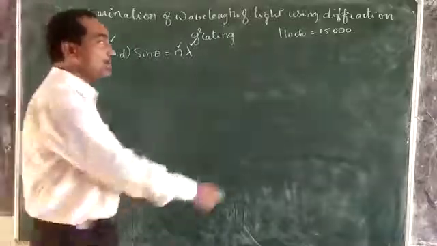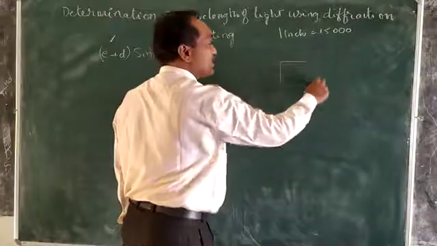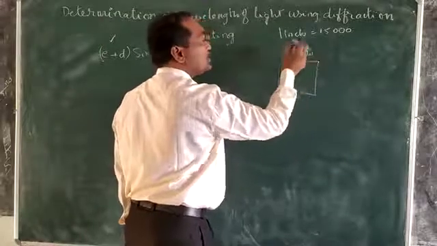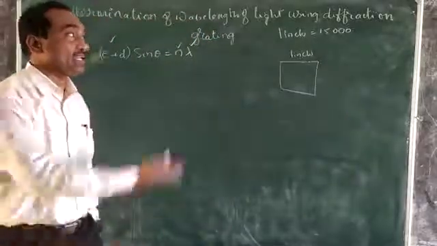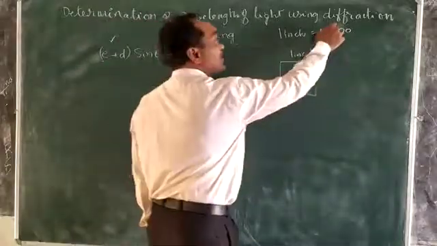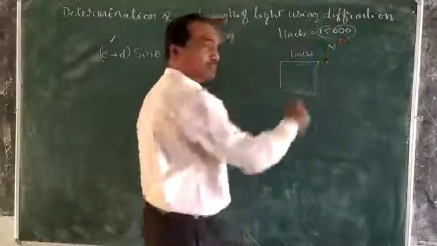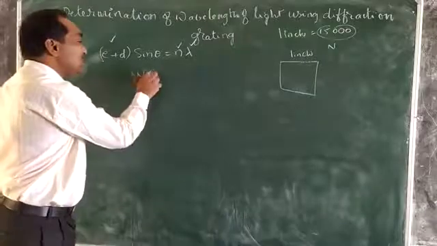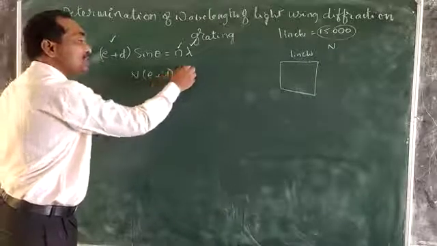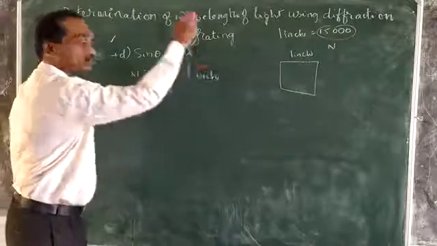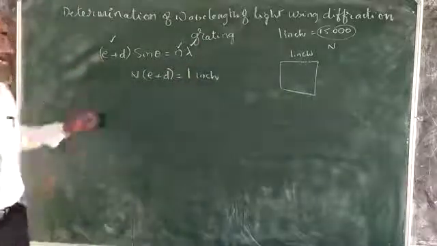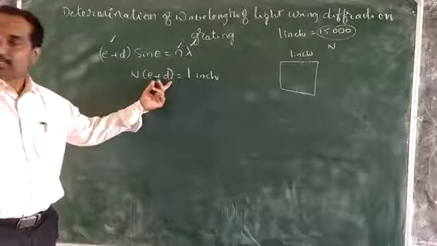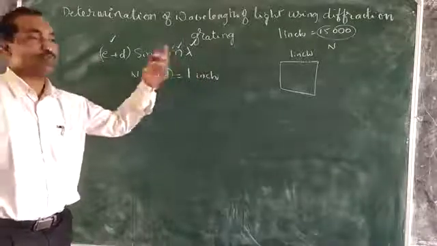I already told you that in the laboratory we have a diffraction grating where 1 inch contains nearly 15,000 slits. If the number of slits is taken as capital N, then N into (e + d), that is the grating element, is equal to 1 inch. Am I right? There are N slits, and each grating element is (e + d), so N into (e + d) is equal to 1 inch.